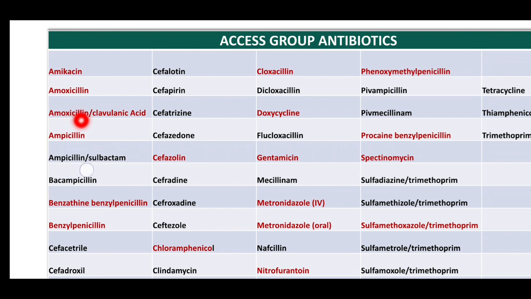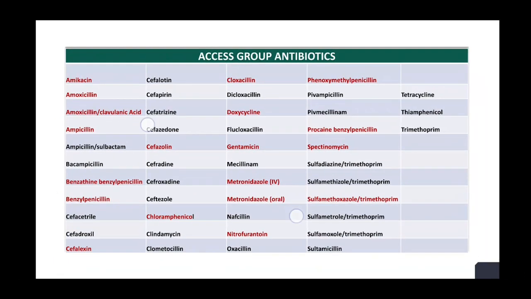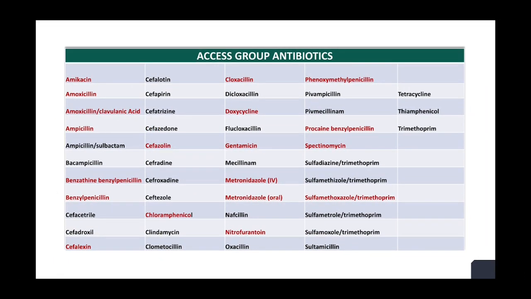The antibiotics marked in red color are essential drugs coming under Access group antibiotics, which consists of ampicillin, amoxicillin, etc. So keep in mind that these drugs have a low resistance pattern. So try to prescribe or suggest these drugs for any bacterial infections, unless otherwise required.